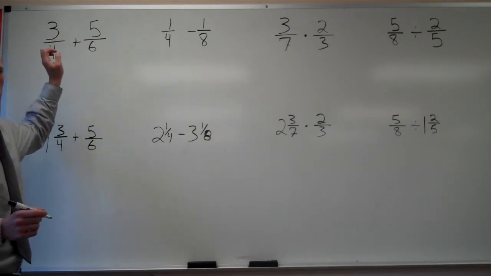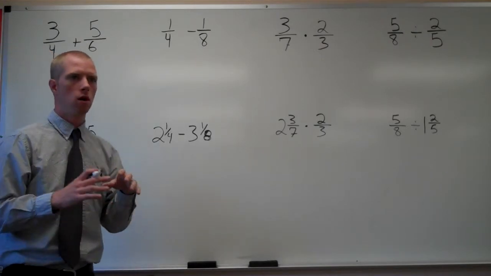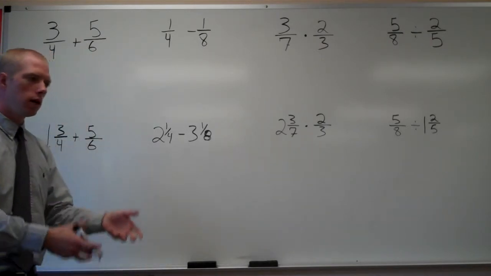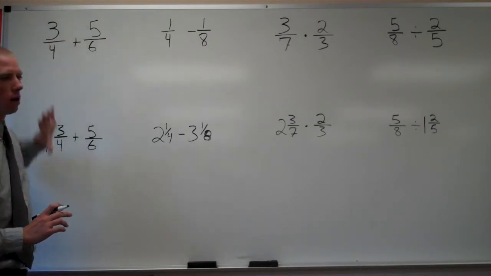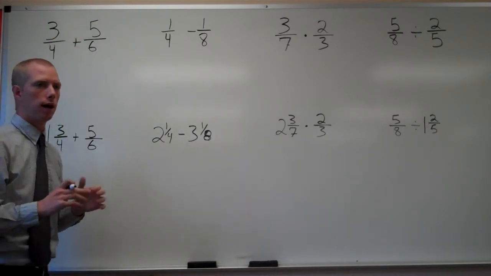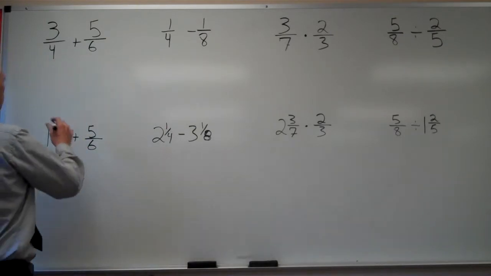First step always should be to check to make sure we have only fractions. We want to get rid of any mixed numbers. So down here I have a mixed number. Up here I'm ready to go. I already have two fractions with no mixed numbers. Next step, find a common denominator.